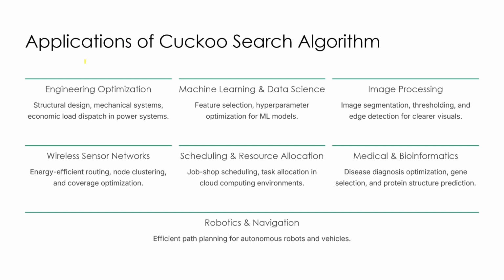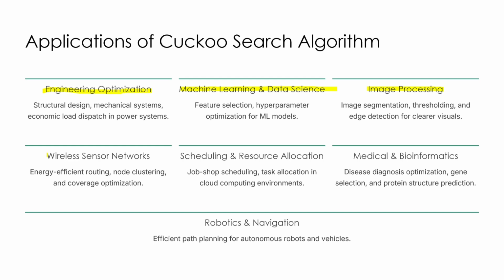In engineering optimization, it helps improve structures, mechanical systems, and even power distribution, making them more efficient and cost effective. We use it in machine learning and data science. It is used for selecting important features from data and tuning model settings to achieve the best performance. We use it in image processing. It can improve the clarity of images by helping with tasks like segmentation, thresholding, and detecting important edges.